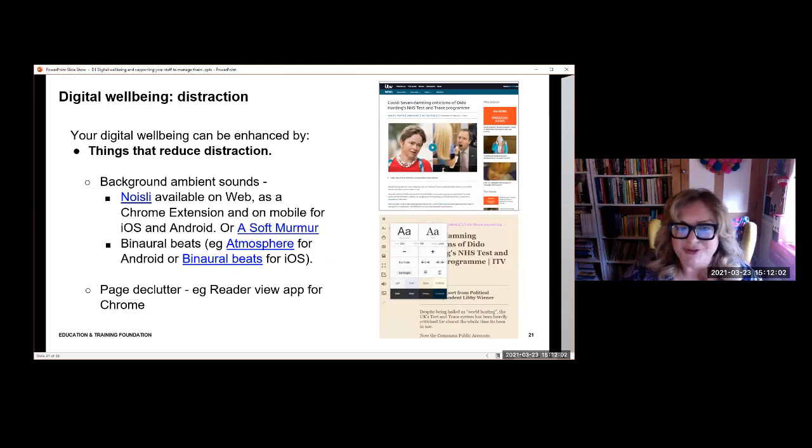So this is about distraction. There are numerous apps and tools to help provide background sounds that help mask annoying noises, improve focus and potentially boost productivity. My favourite, after going through quite a lot of them, is A Soft Murmur, because it makes me feel like I'm a record producer. Let's have a look. Can we have a look, Barbara, please?